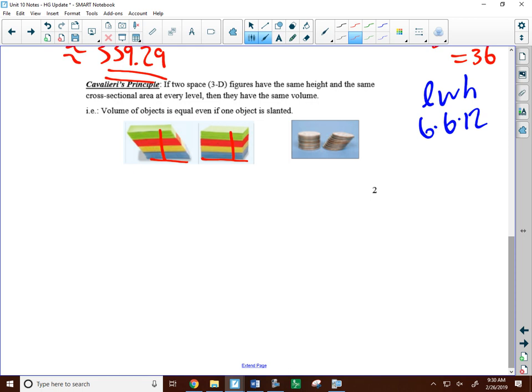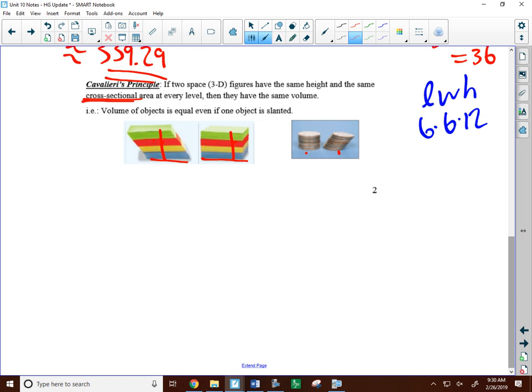If you just slant the object, so I have a stack of papers there slanted, it's still the same volume. Same thing with a cylinder. If I slant it, or even other shapes like pyramids and cones, the volume is constant as long as you keep the same dimensions. This goes back to the cross-sectional area being the same at each spot, and that's why this works.